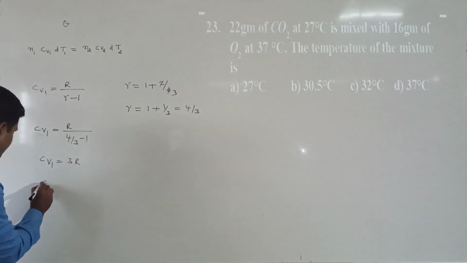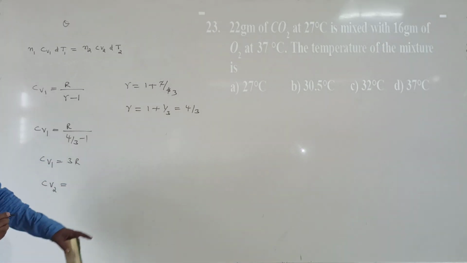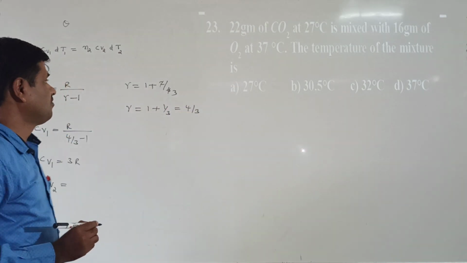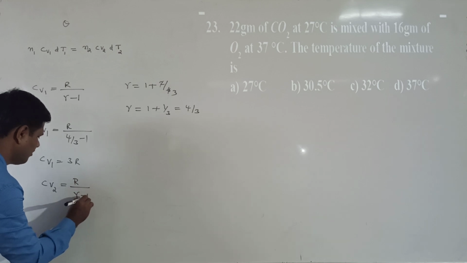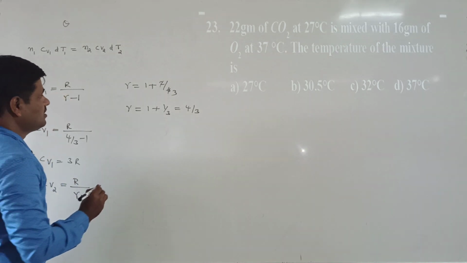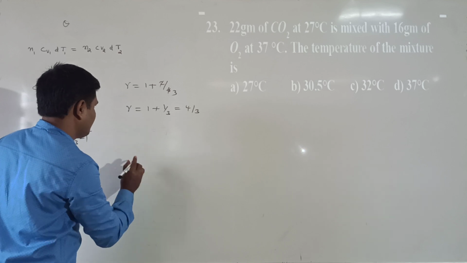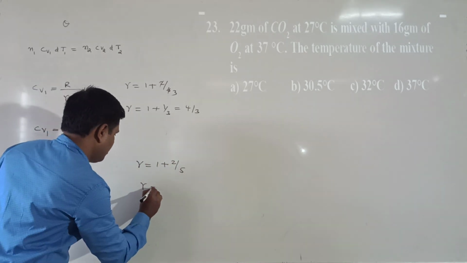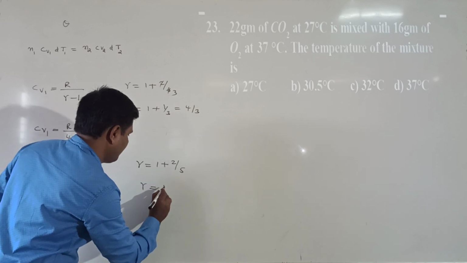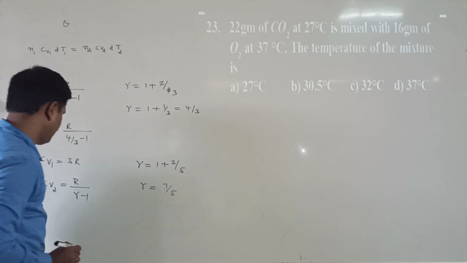Next we find Cv2. Cv2 is for oxygen. Oxygen means diatomic. Here also Cv is R by gamma minus 1. Oxygen is diatomic, so gamma is equal to 1 plus 2 by 5, since diatomic has 5 degrees of freedom. Now what are we getting here? 1 plus 2 by 5 means 7 by 5.